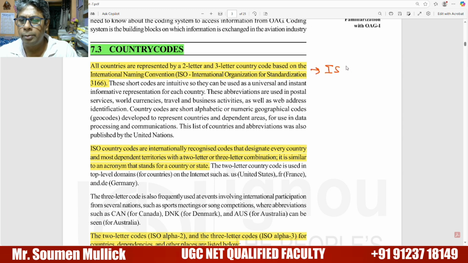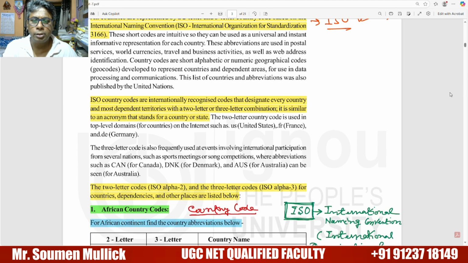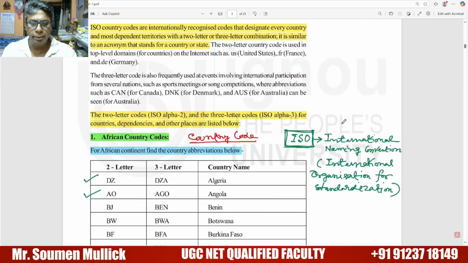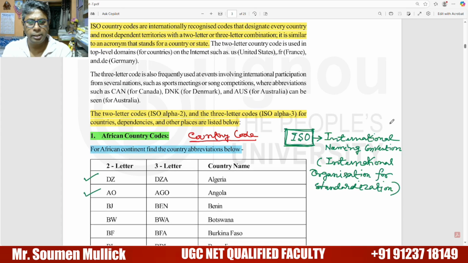ISO is another important term. Have to remember the country code. ISO country code is an internationally recognized code that designates every country and most dependent territories with a 2-letter or 3-letter combination. As an example, CAN for Canada, DNK for Denmark, USA for America, like this.